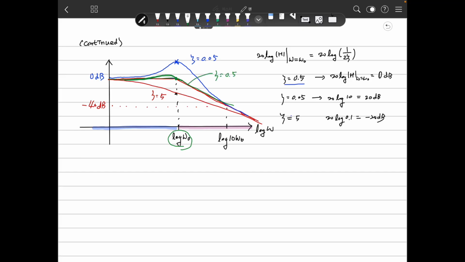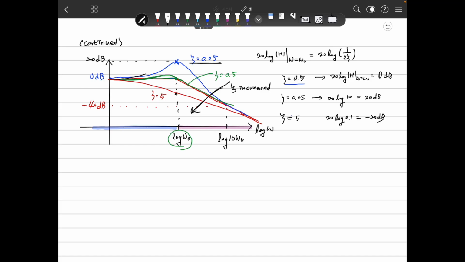Zeta is 0.5, so as zeta is increased, the Bode plot changes. It's a function of zeta. So what's the meaning of zeta here? You can see that when zeta is 0.05, then what happens? In this case, there is 20 dB.